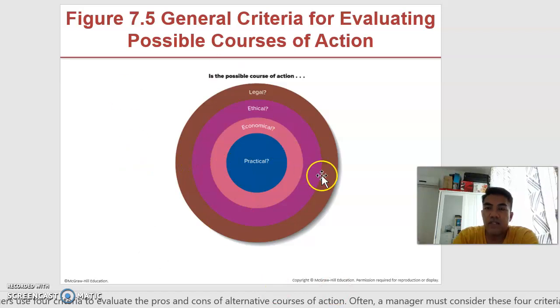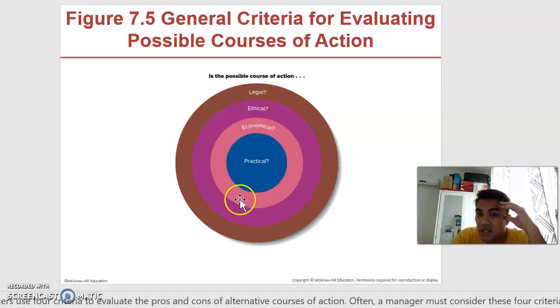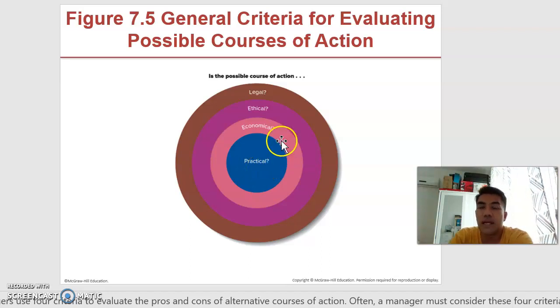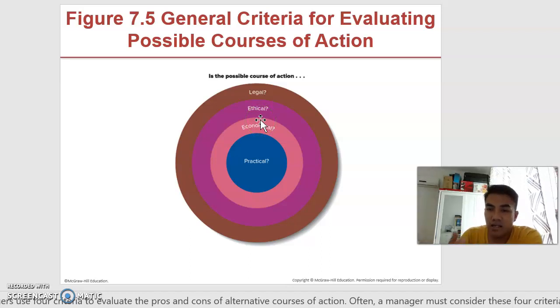So these are some of the general criteria for evaluating possible courses of action: in terms of practicality, economics, in terms of the financial, how much does it cost, and can we afford to go for this type of decision, and then are there any ethical issues and legal issues that might be incurred, that might be affected by our decision, or that might affect our decision.